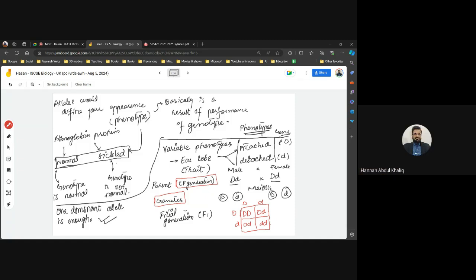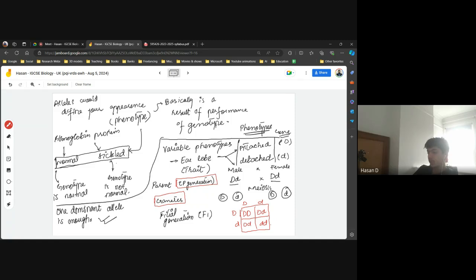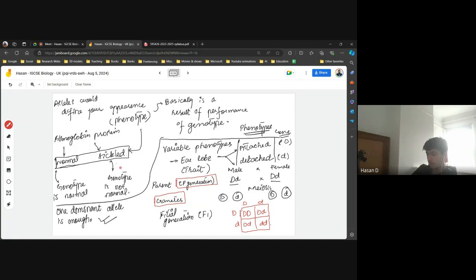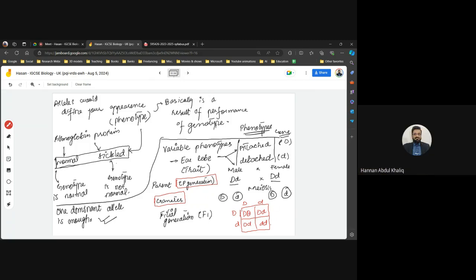How can you say that? Because of the small d small d. Yes, but try to name the genotype properly. It's homozygous recessive. So your answer is 100% right. How would you draw the probability for the attached earlobe? 75%? Yeah, because what is it? Homozygous dominant. This one is homozygous dominant.